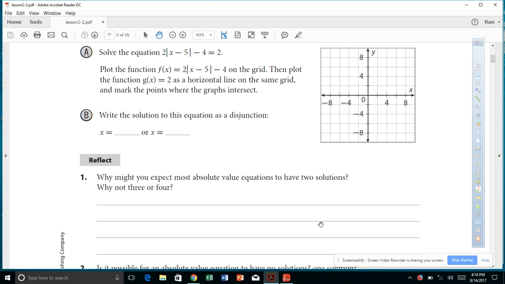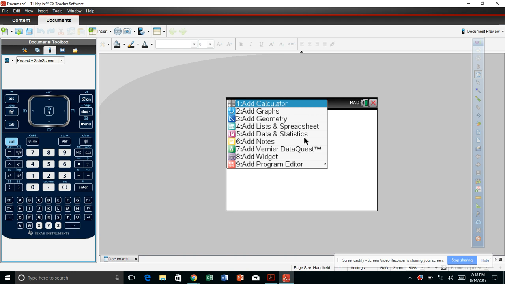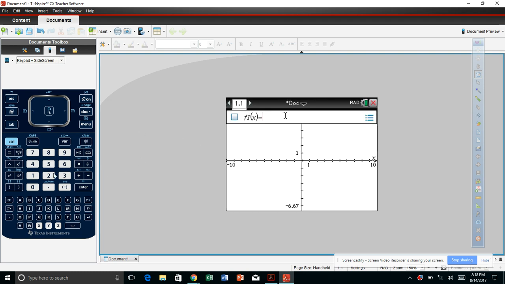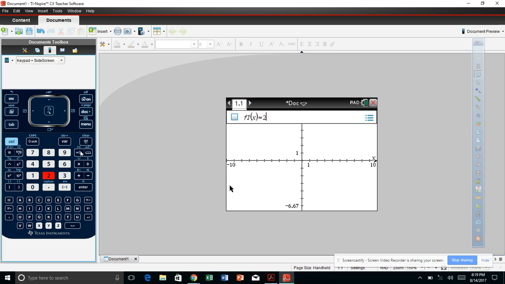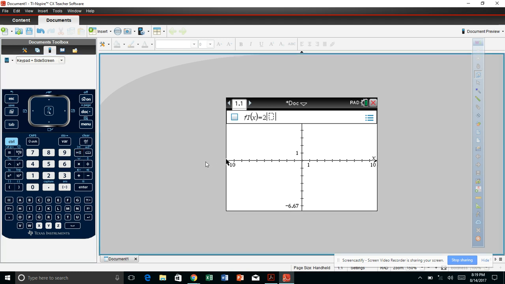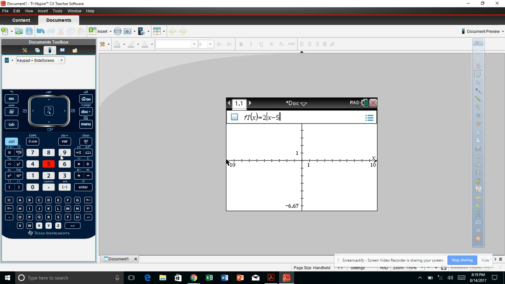So let's go to our calculator and we'll go to graphs. There it is. And so we got 2 times the absolute value, and we got x minus 5, and then go outside of that, minus 4. Let's graph that. All right, good. And it looks like that.